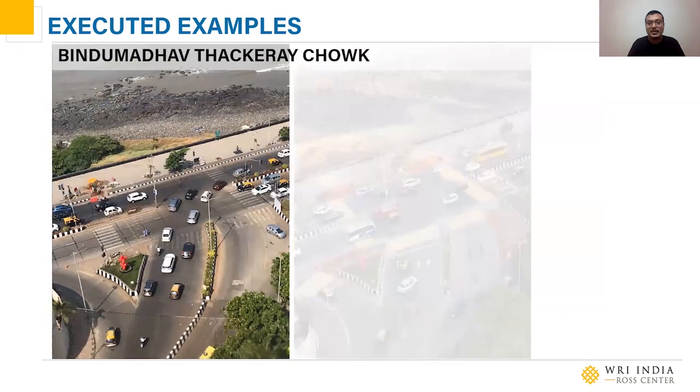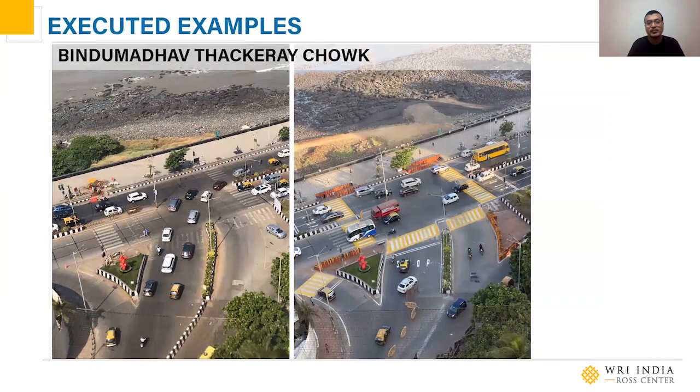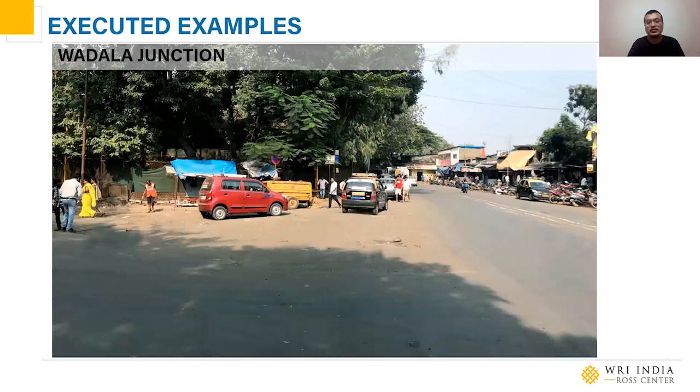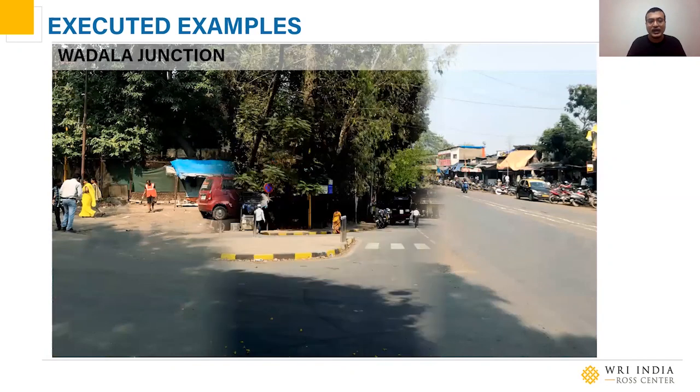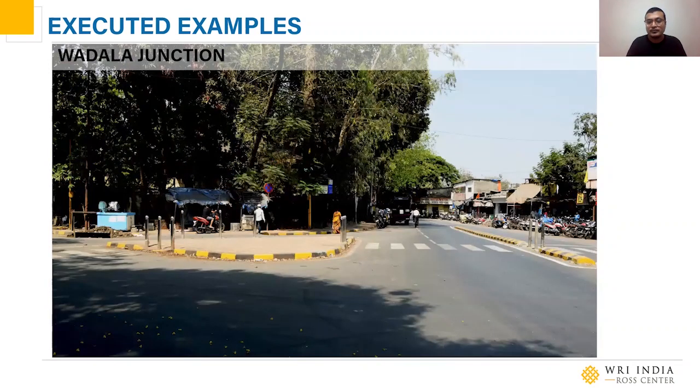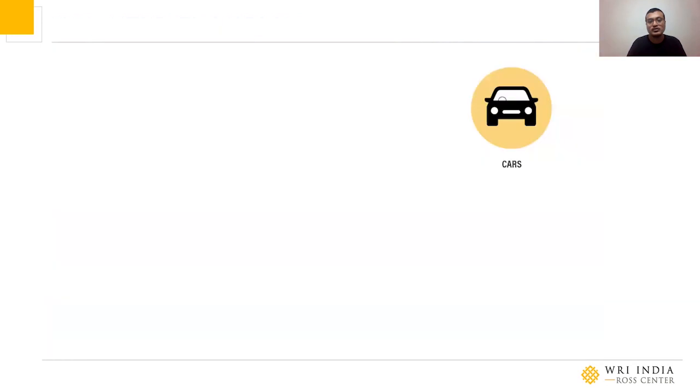Over here, by making islands accessible and providing proper pedestrian connectivity, we were able to make the junction much safer. At smaller junctions like this one, by just adding a refuge area and proper crossing, it was made much simpler for pedestrians to cross the junction.